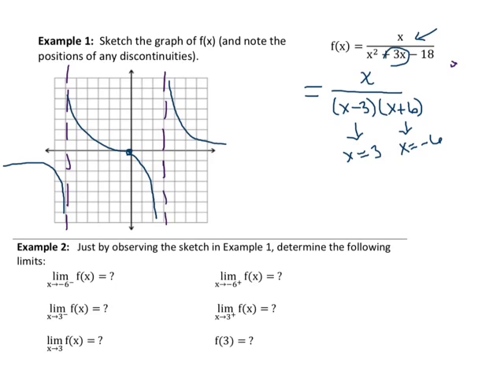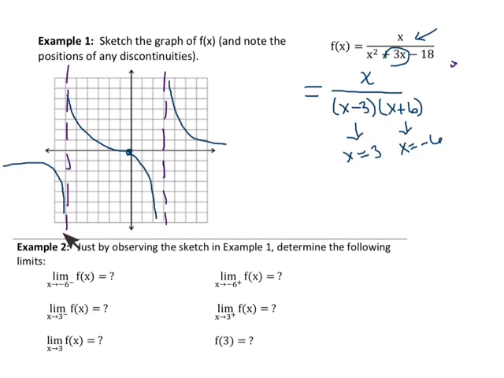We're going to go ahead and take a look at the second part of this example to observe the limits of the graphed function. It says, just by observing the sketch in the first example, determine the following limits. They want to know the limit as x approaches -6 from the left-hand side. So let's see here. Here is -6, and I'm approaching it from the left-hand side, so here it's coming.